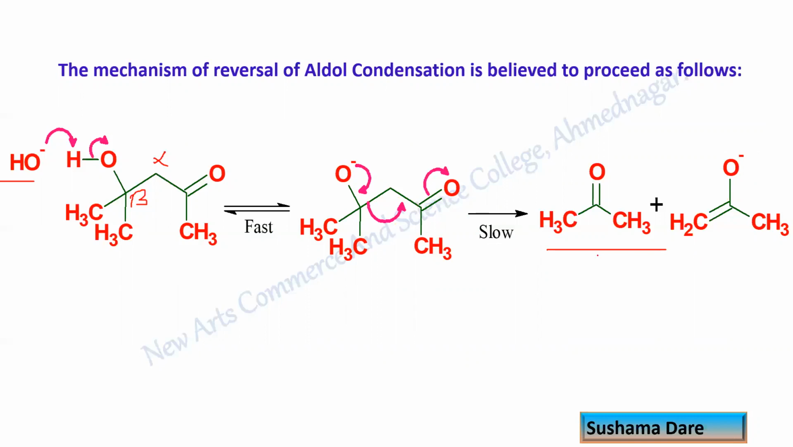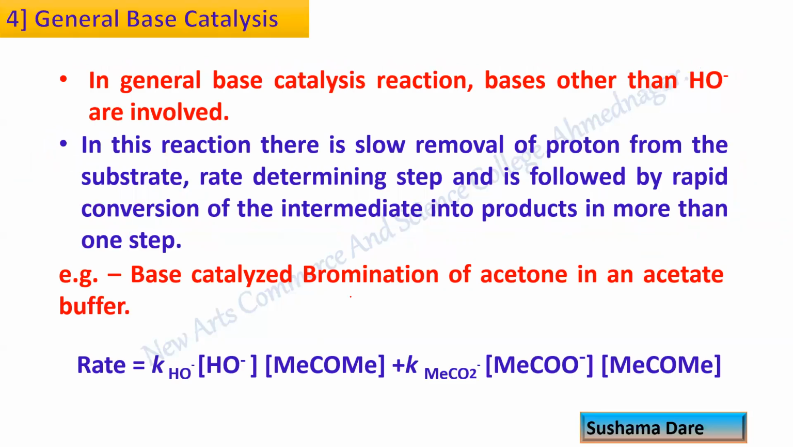Now this is a self-aldol condensation reaction, where the acetone molecule in the presence of NaOH gives a beta hydroxy carbonyl compound. So that is the reverse. This is the reverse reaction of the aldol condensation reaction. So in the reverse reaction, again the hydroxy group abstracts the proton of the beta hydroxy group and the reaction gets reversed. Now this is the last point, general base catalysis.